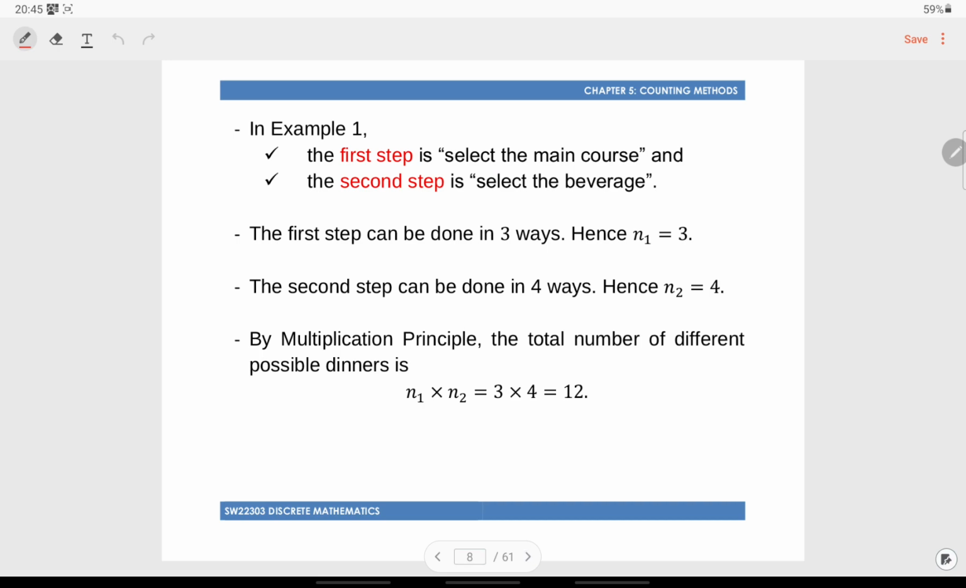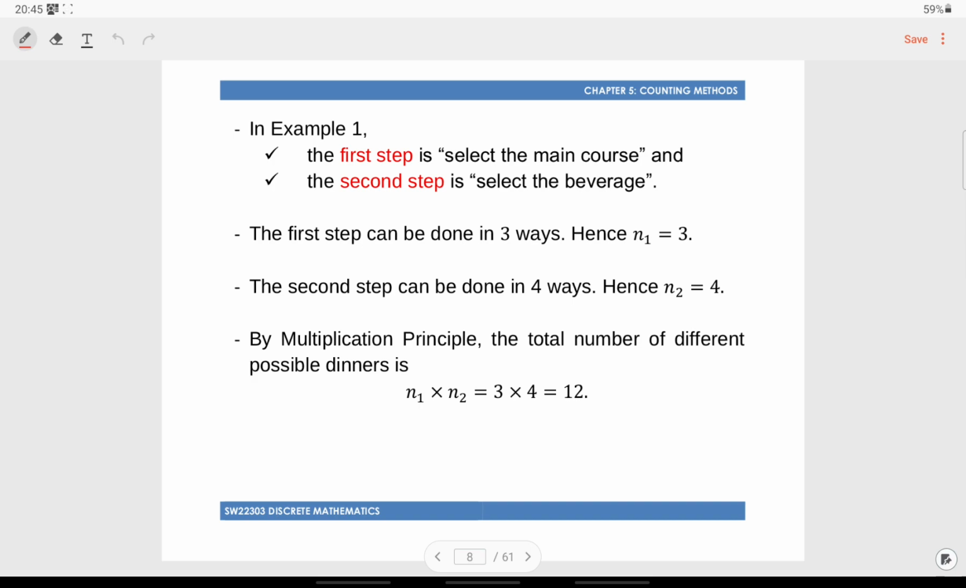Okay, so we're back to example number 1. The first step is to select the main course, and the second step is to select the beverage. If you recap example number 1, our task is to come out with the total number of different combinations of dinner containing one main course and one beverage.